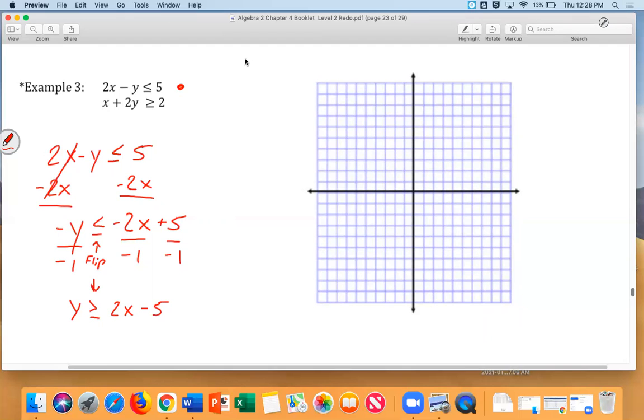So I'm going to go down to negative 5: 1, 2, 3, 4, 5. Put my point. It says go up 2 to the right 1, up 2 to the right 1, up 2 to the right 1, up 2 to the right 1. And now it says it's a solid line, so I'm going to connect those dots with the solid line. It says y is greater than because I'm eating the y.